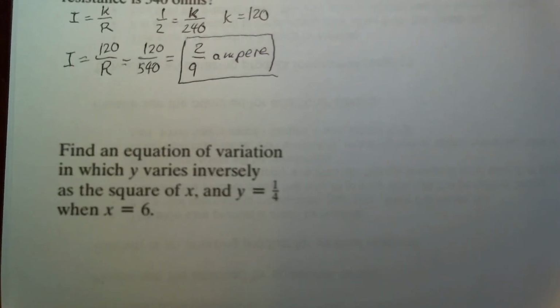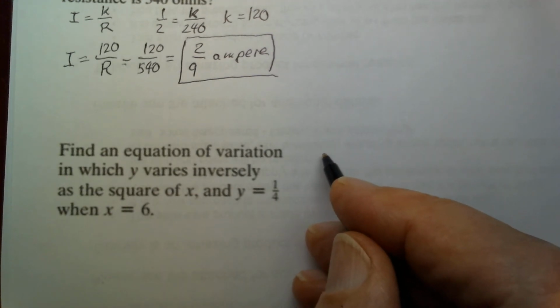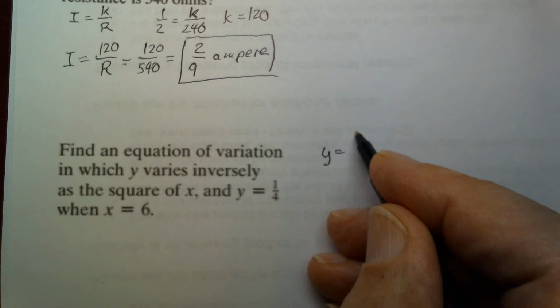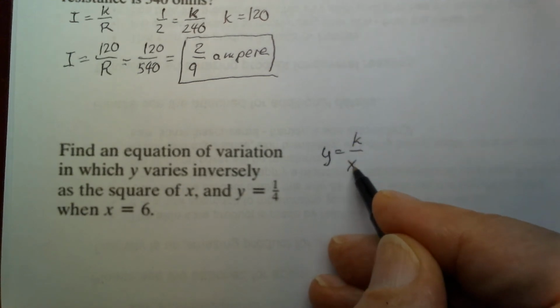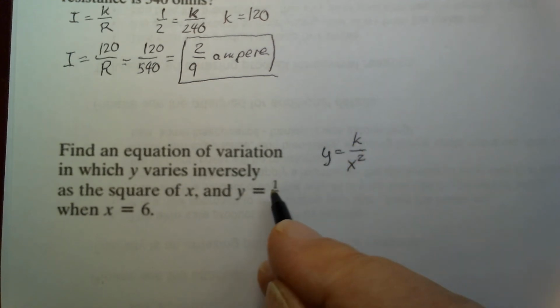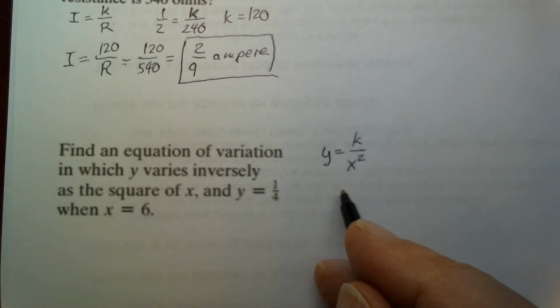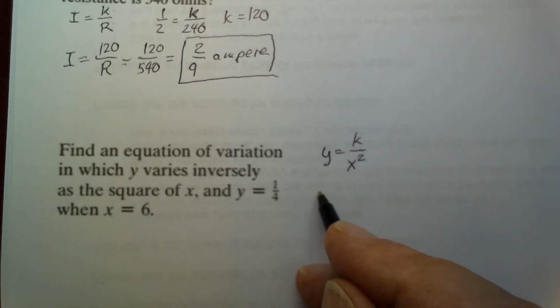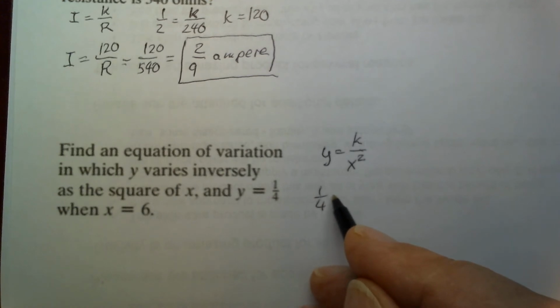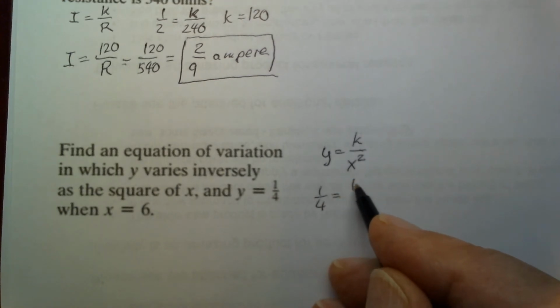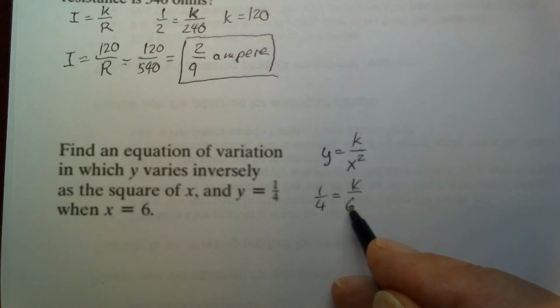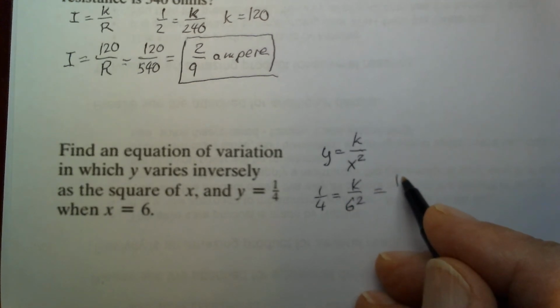The next exercise asks us to find an equation of variation in which y varies inversely as the square of x, and y equals 1/4 when x equals 6. So this tells us that y is equal to k divided by x to the second power. It varies inversely as the square of x. Now we know that y equals 1/4, which equals k divided by 6 squared, or k divided by 36.